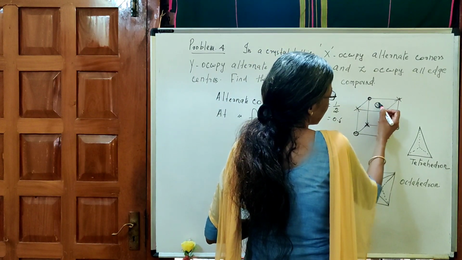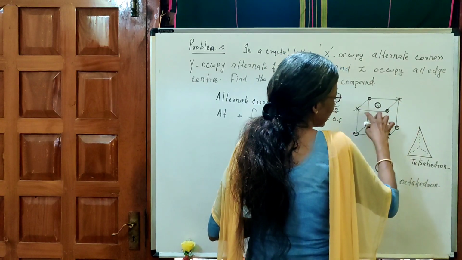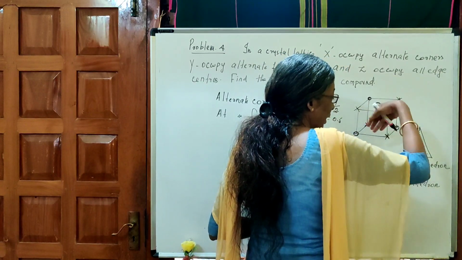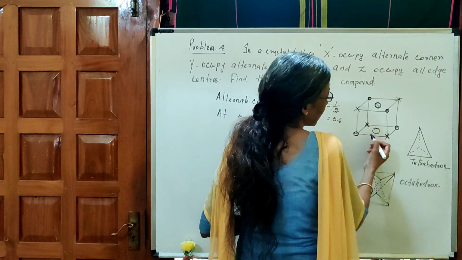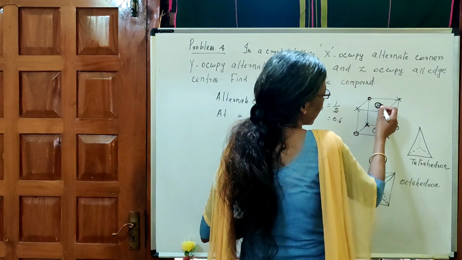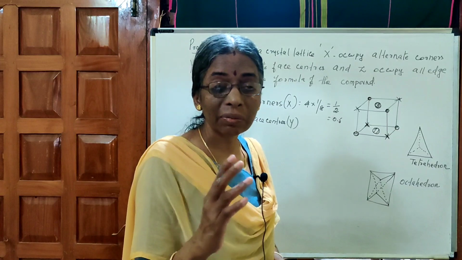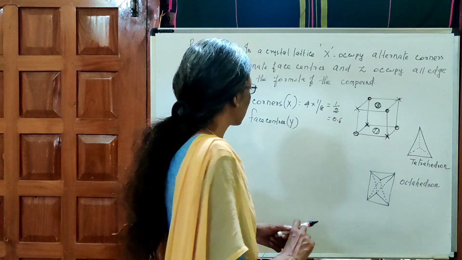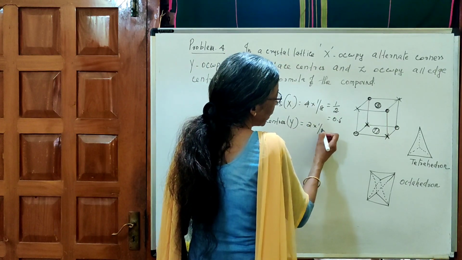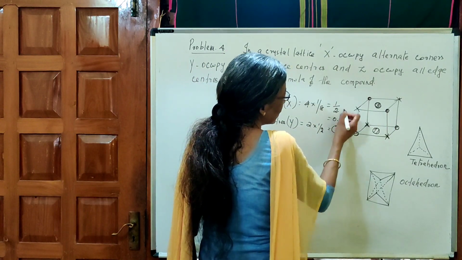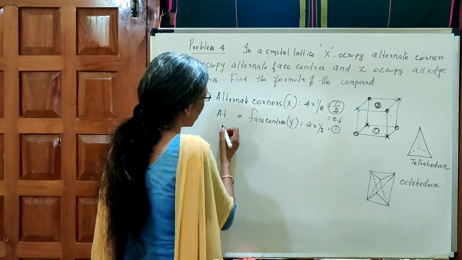Face center, 1. Next face, here it should not be there, here also it should not be there, behind that also it should not be there. Next one, it will be here. This is Y. Normally, students take alternate out of 6 faces as 3, but here Y is only 2. So 2 into 1 by 2 is equal to 1.